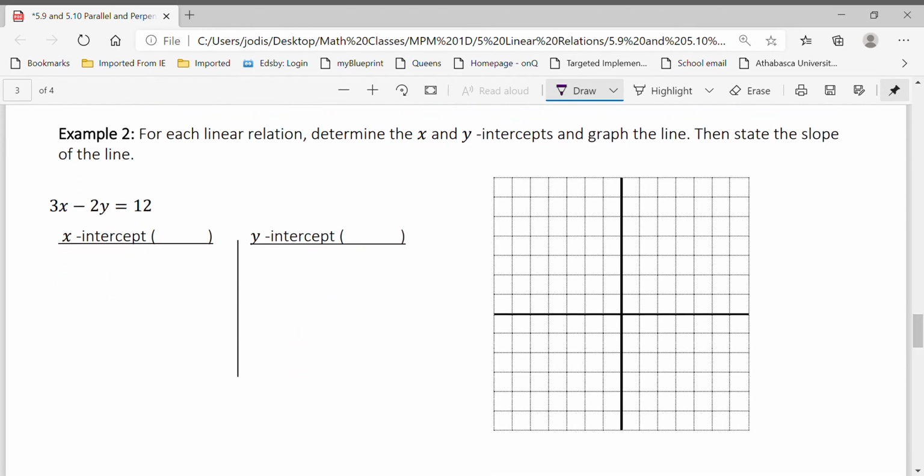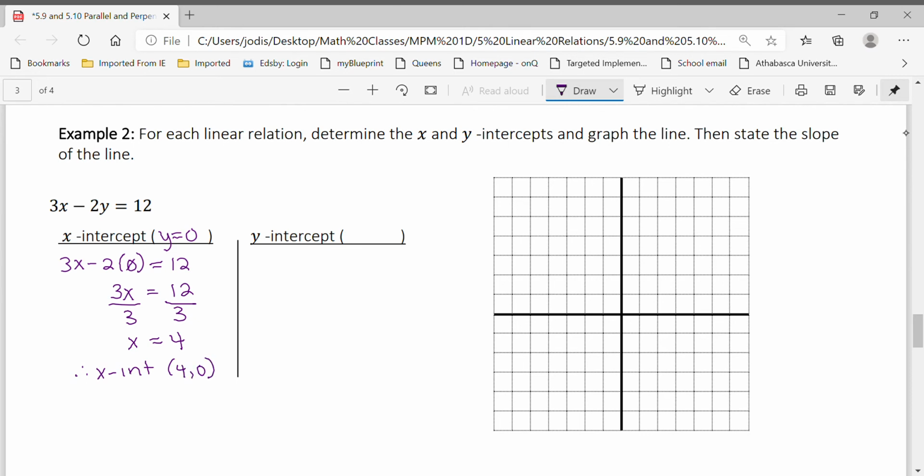So for this next example, they want us to determine x and y intercepts and then graph the line by using them. Then we want to state the slope of the line. So they're giving us this equation, 3x - 2y = 12. So remember, for our x-intercept, y equals 0. So I'm going to take my equation and plug in y = 0 in there. So 2 times 0 is 0, so 3x just equals 12. Then we divide both sides by 3, so x equals 4. So therefore, my x-intercept is going to be (4, 0).